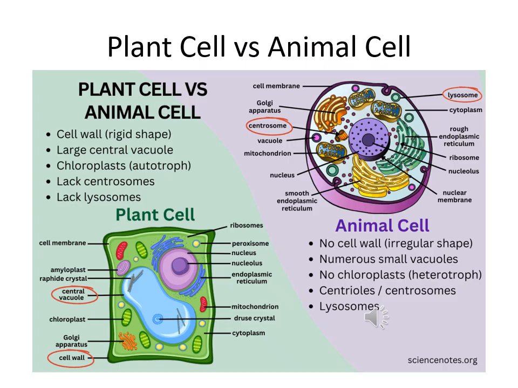Plant cells versus animal cells. Plant and animal cells are similar, but also different. Plant cells have a cell wall, chloroplast, and a large vacuole. Animal cells do not have these features.